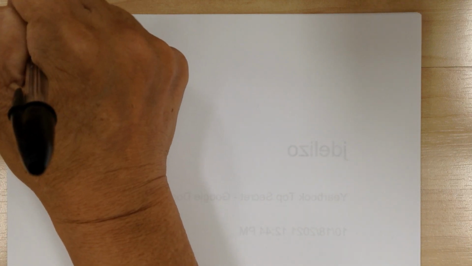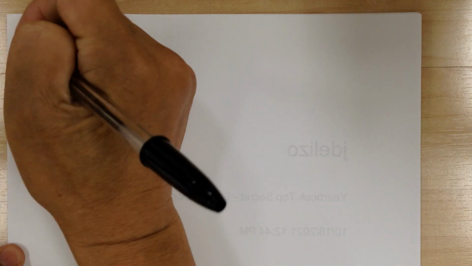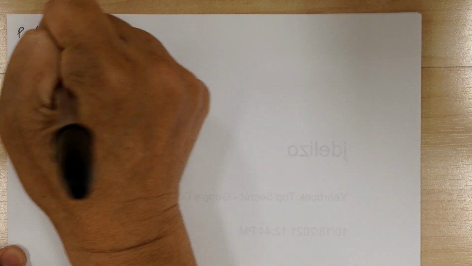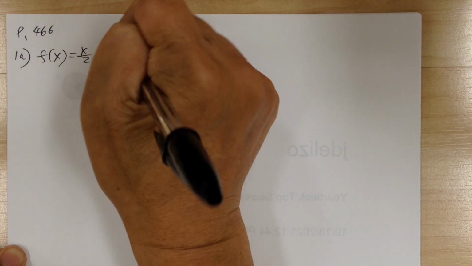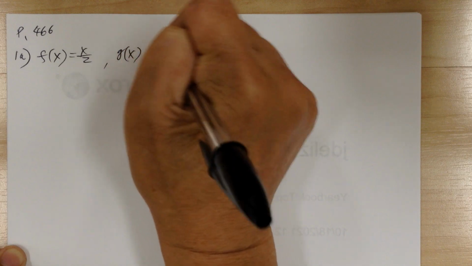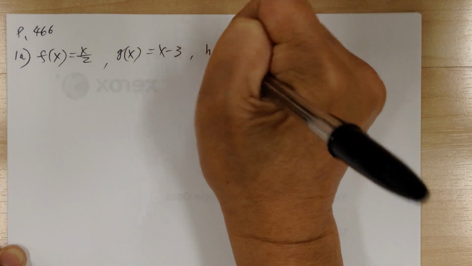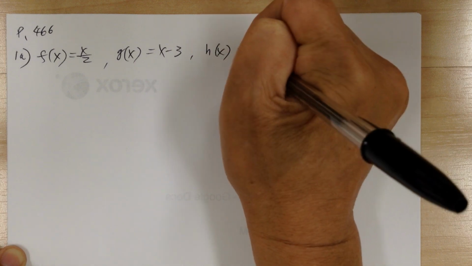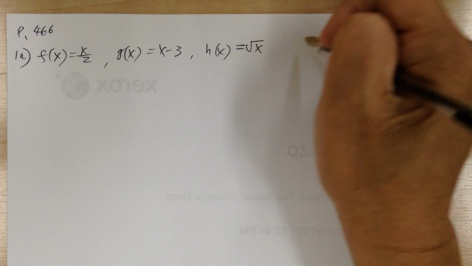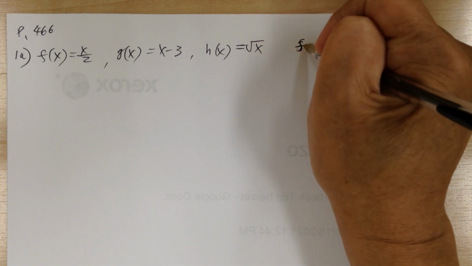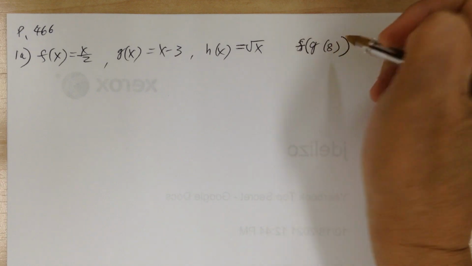Let's go to page 466 and start with number 1a. You have f of x equal to x over 2, g of x equal to x minus 3, and h of x equal to square root of x. For 1a, you're looking for f of g of 8.